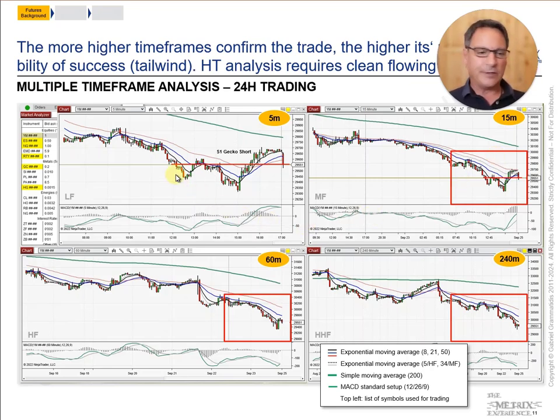Now, I've already talked about the 4 chart layout, and that's it basically, right? 5 minute, 15 minute, 60 minute, 240 minute. So this is our low frame. This is where the pattern comes in. That's a short, right? This is a momentum move. This is the pattern. This is the moment of entry. Actually, this is where the stop goes, and we want certain rules to be fulfilled in the mid frame and the high frame. Now, this is our multiple time frame analysis.